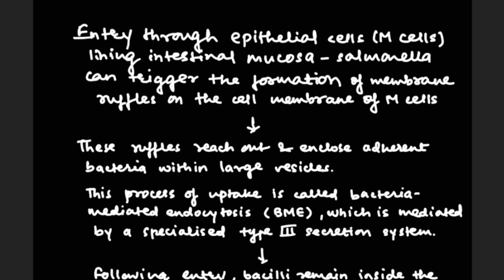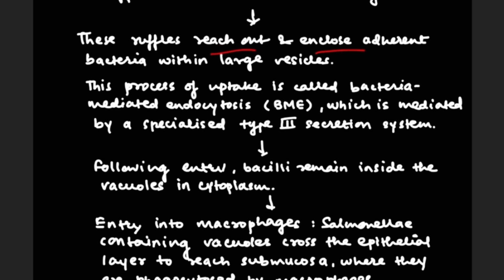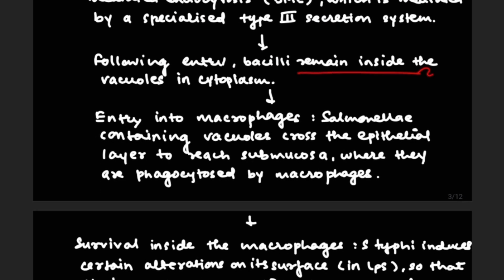Now entry to the epithelial cell lining. Salmonella will trigger the formation of membrane ruffles in the cell membrane of the M cell. Then this ruffle will reach out and enclose the adherent bacteria within large vesicles. This process of uptake is known as bacteria-mediated endocytosis, that is BME, which is mediated by the type 3 secretion system. Following the entry, the bacteria will remain inside the vacuoles in the cytoplasm.